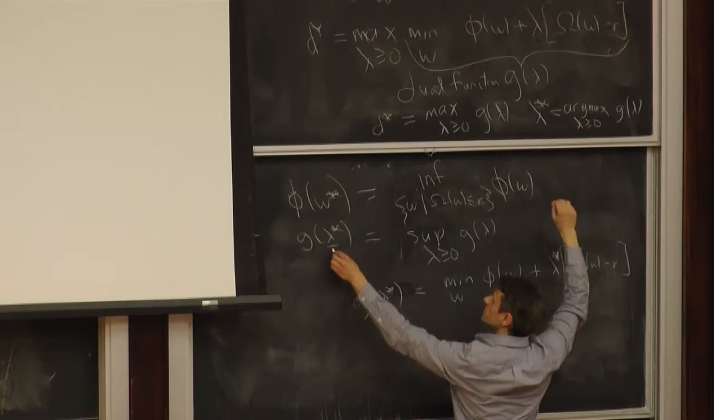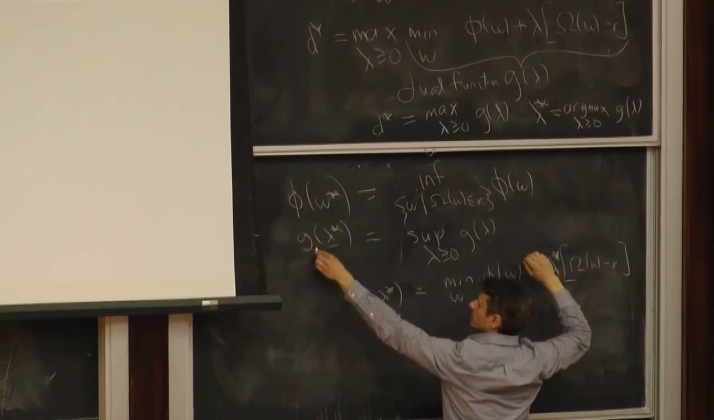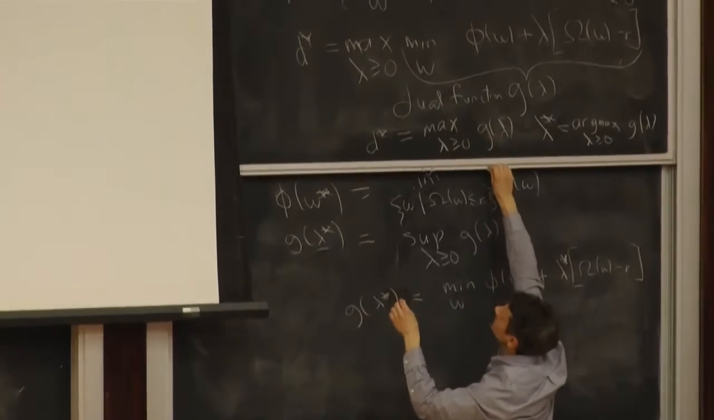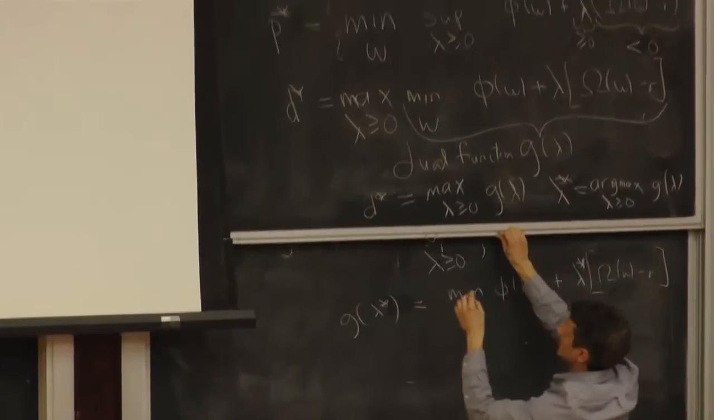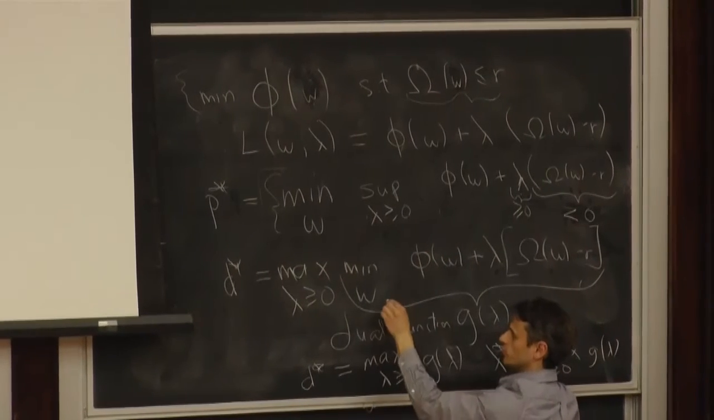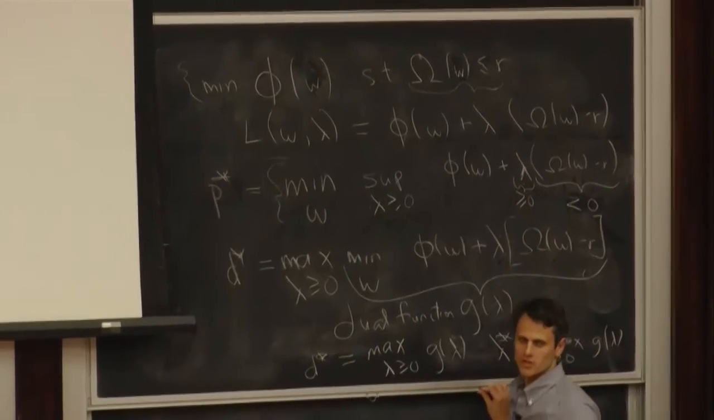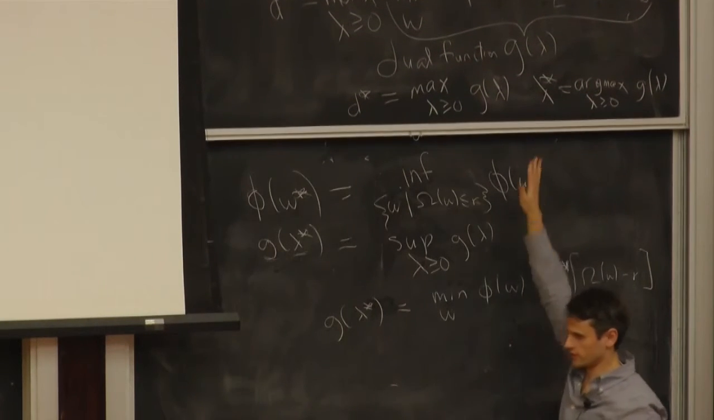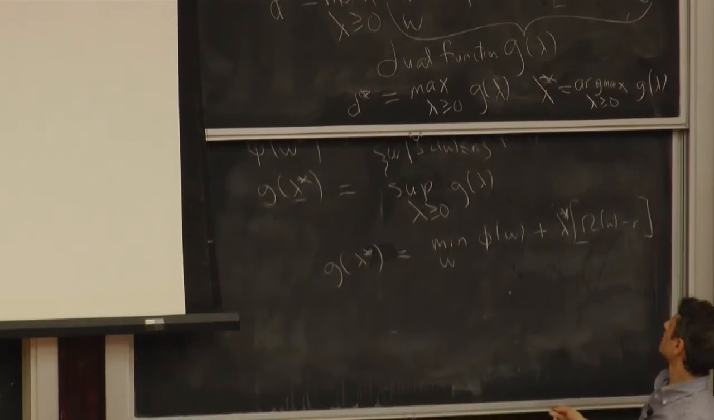So lambda star is the optimum for the dual function. W star is the optimal for the primal function. And the question is, are those lambda star and W star exactly what we need to solve the inner optimization problems of the primal problem and the dual problem? This is a question on Piazza also. So let's just work this through, and I think what I just said will be more clear.